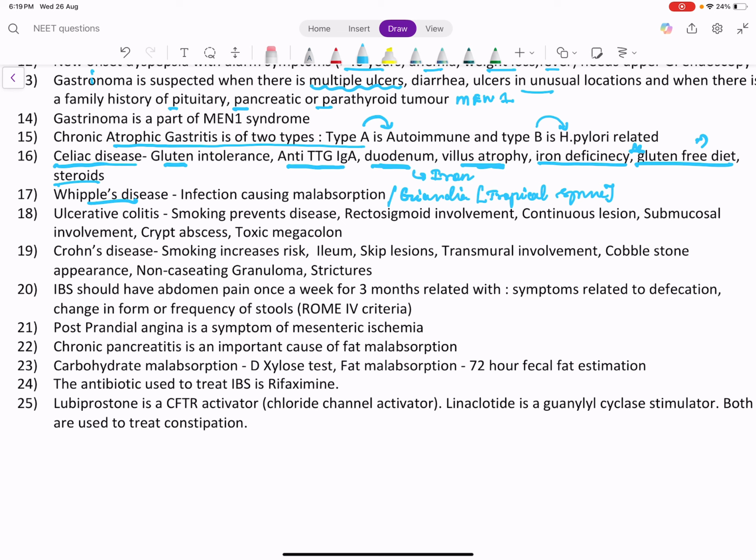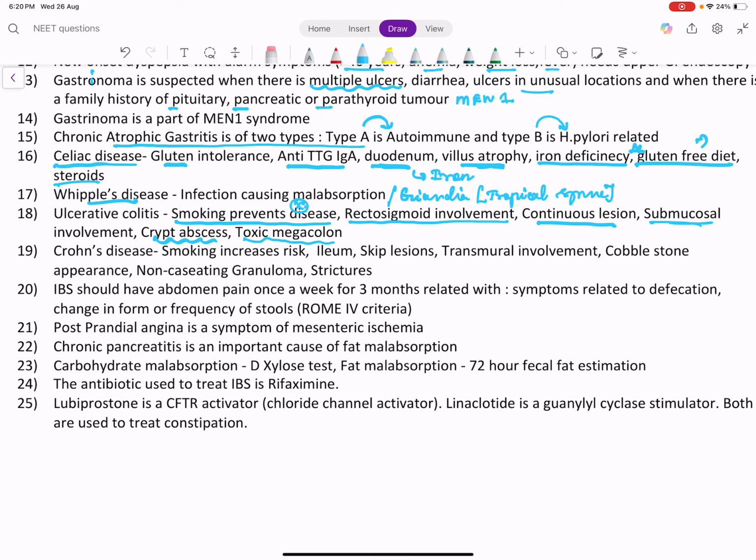Now coming to inflammatory bowel disease. We have two inflammatory bowel diseases. One is ulcerative colitis, another is Crohn's disease. Let us differentiate them. Ulcerative colitis, smoking prevents the disease. Very important to remember. The organs involved here are rectum, sigmoid, and the descending colon, the left side of the colon. It is a continuous lesion and a submucosal lesion. So since it is submucosal, it will not cause any strictures. Crypt abscesses are the pathological finding. Toxic megacolon is the complication.